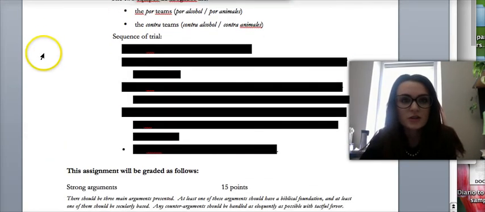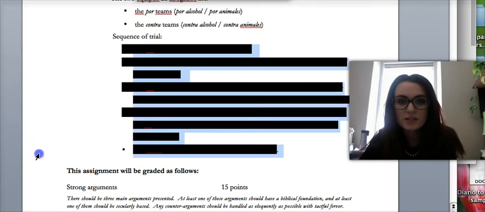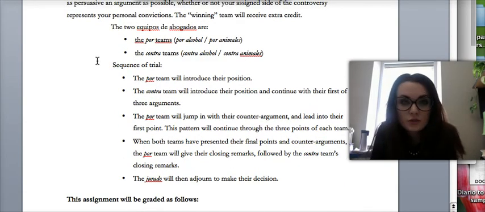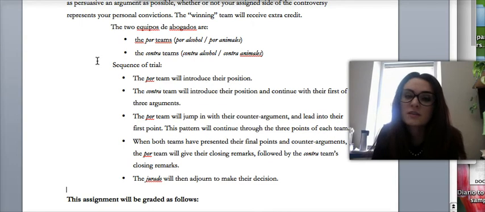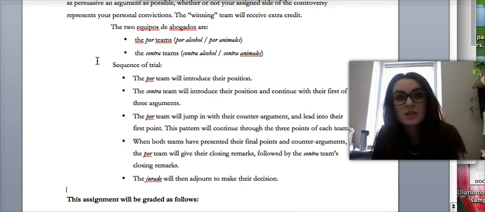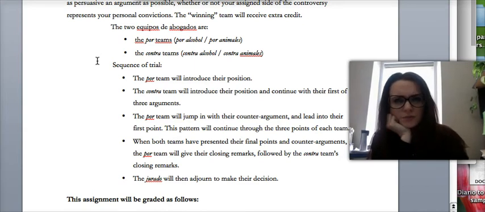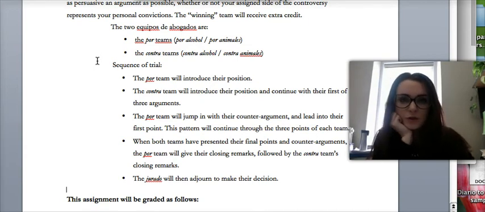So here you can see the sequence of the trial, how it's going to play out in the classroom. The por team of the debate is going to introduce the position. So they have the upper hand, they'll start out, and then the contra team will introduce their position and they'll continue with their first of 3 arguments. Each team is going to present 3 arguments. The por team is then going to jump in after that with their counter argument, so they have to think about what the contra team said in their first point and then argue against it. And then they'll lead into their first point. So they'll make their first point after counter-arguing.